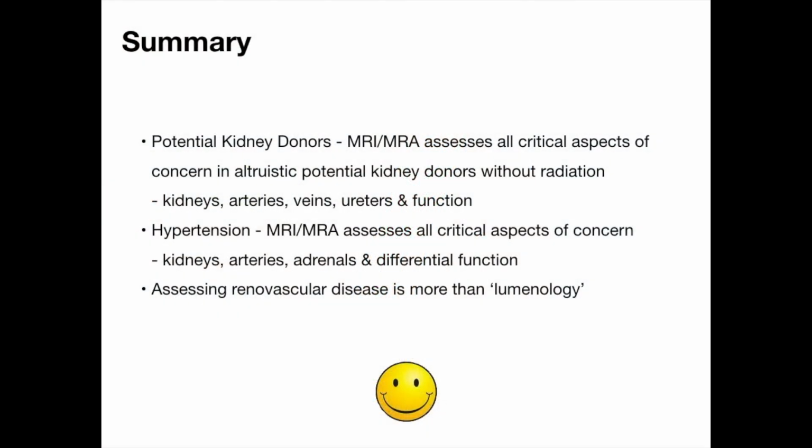I think that's probably where ASTRAL and CORAL have gone wrong, in that they triaged and entered the patients based purely on luminology, looking at renal artery stenosis without looking at the quality of the kidney beyond that stenosis. If the kidney beyond the stenosis is no good to start with, then there was no point in doing the intervention. So thanks for your attention.